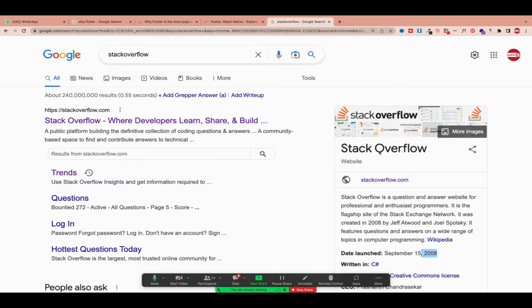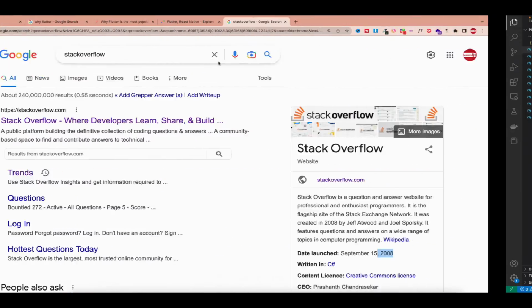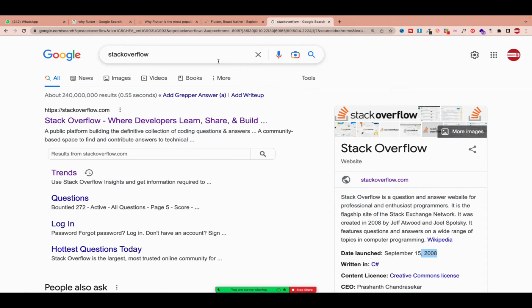So why am I bringing Stack Overflow here? Since Stack Overflow provides solutions to developers, on the other side, it also collects data to help developers. Someone is saying Stack Overflow is a lifesaver. Yeah, that's a fact. It's a lifesaver. Without Stack Overflow, most of us wouldn't be here, unfortunately. But anyway, it's a solution. It's there, and we appreciate it.